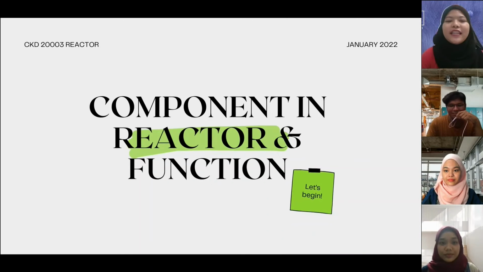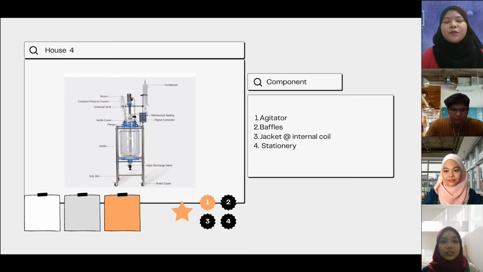Thank you, Dalili. Now I will explain about the components in the reactor and their function. Today I will explain 4 components that are in the glass-lined reactor. First one is agitator. Agitator is used to improve heat transfer and mass transfer. The reaction rate for agitator is proportional to the RPM of the reactor for some certain time.